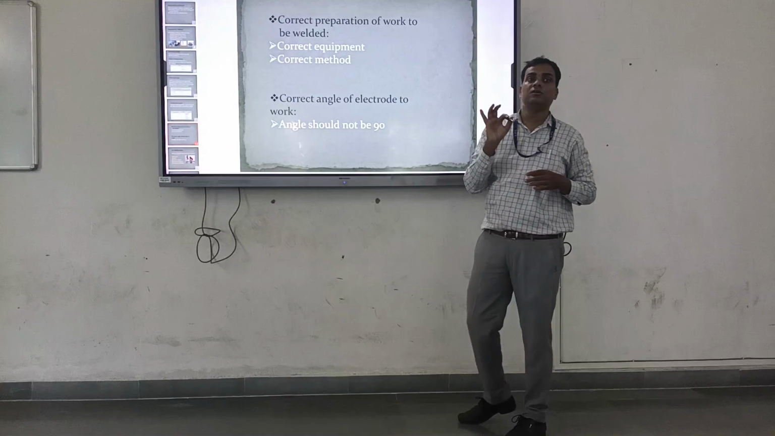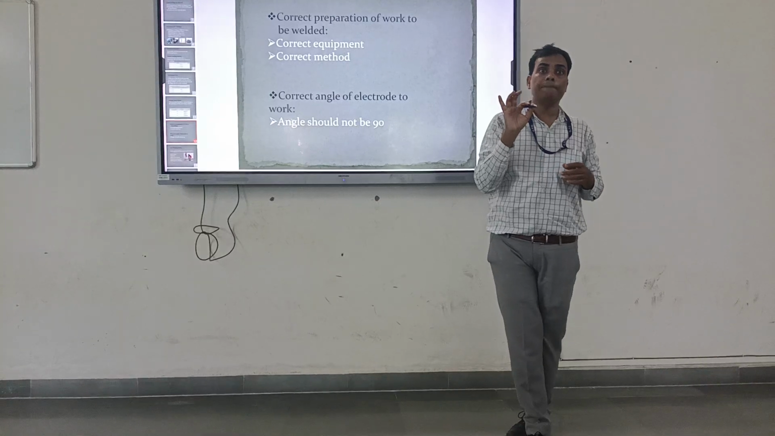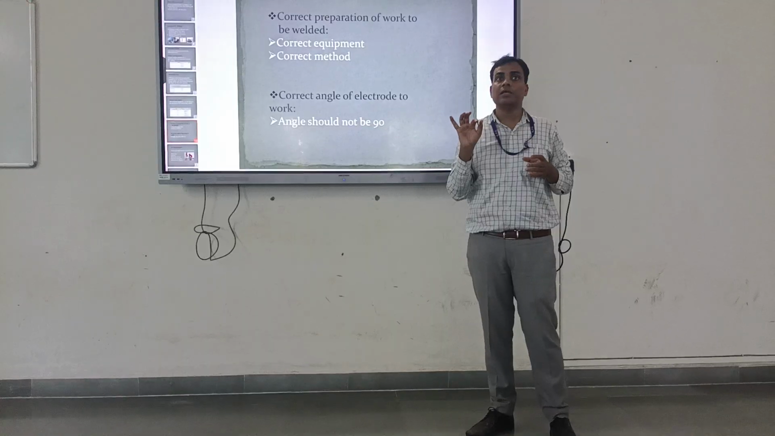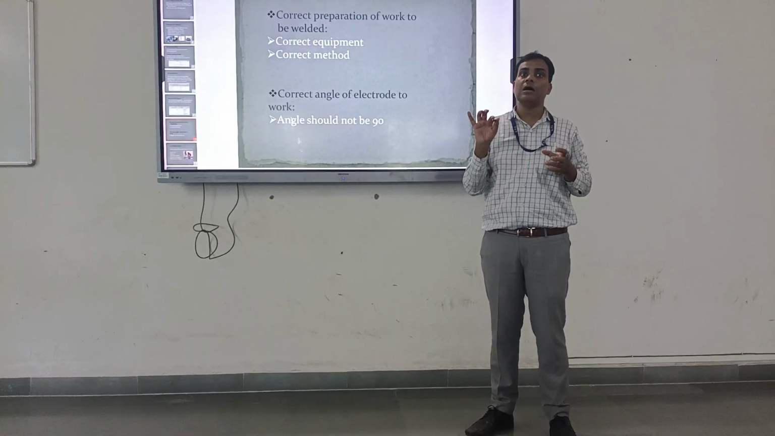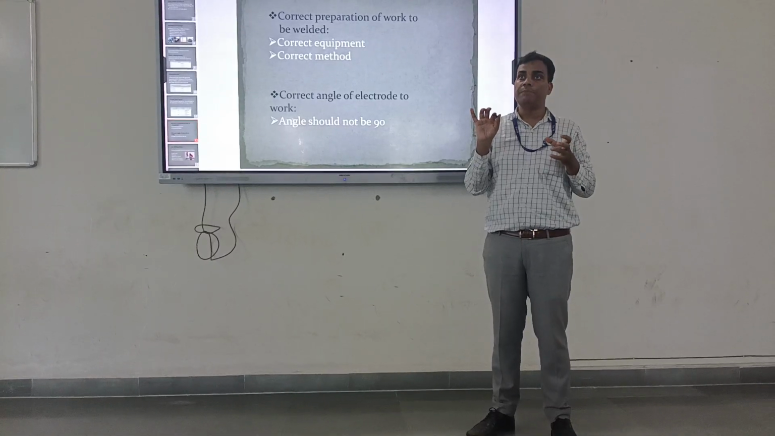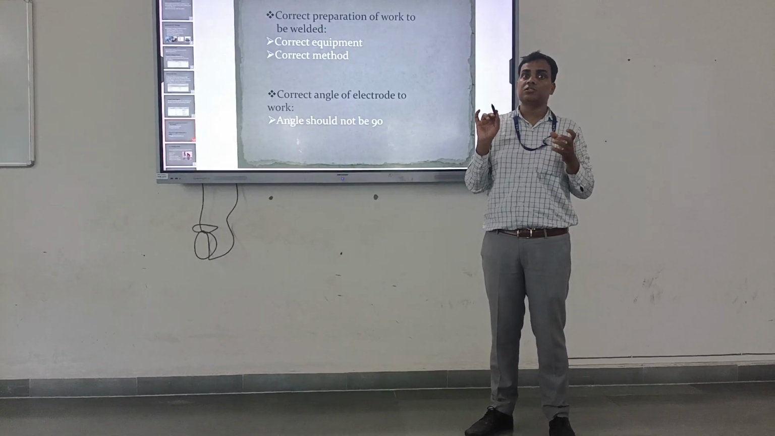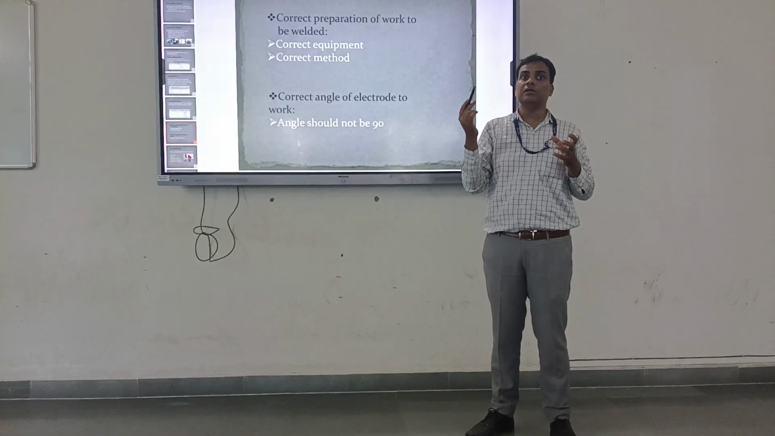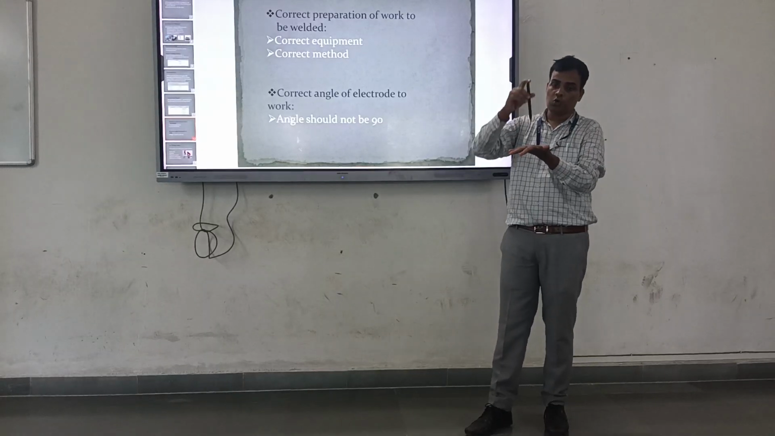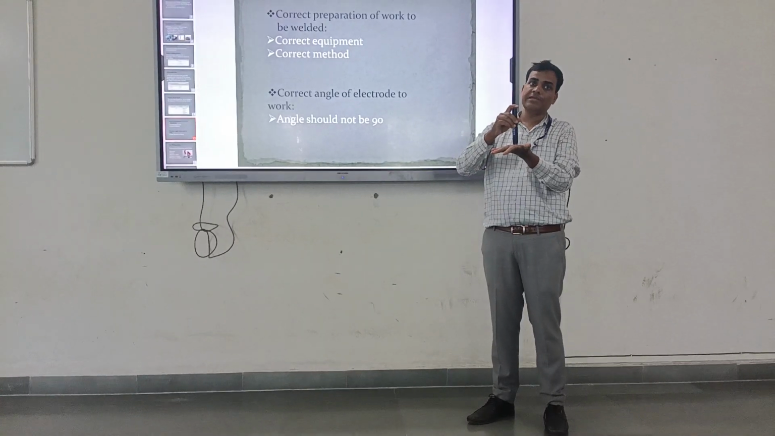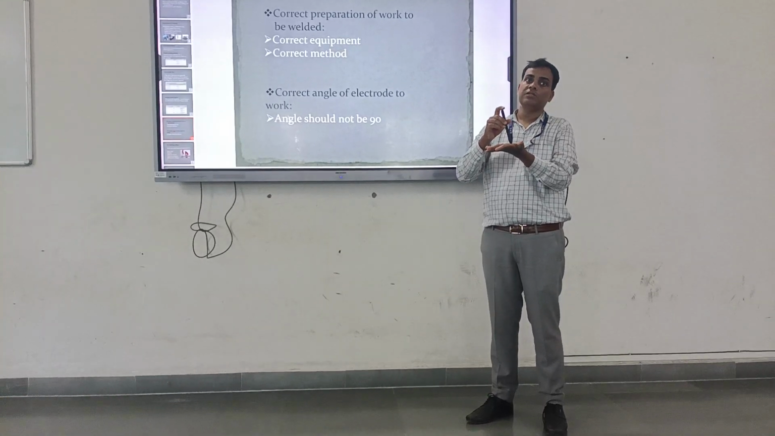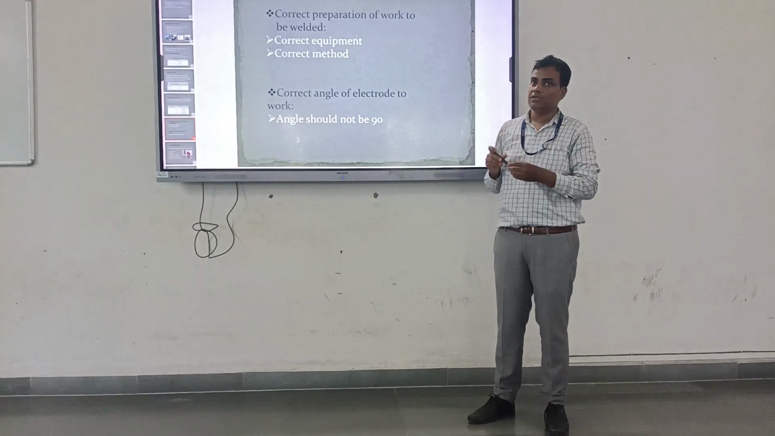And the correct angle should be maintained properly, otherwise it will not provide the proper heat transfer or current supply between the workpiece, so that it will convert into the molten phase. So the electrode should not be at 90 degrees from the workpiece. It will tilt below 90 degrees.